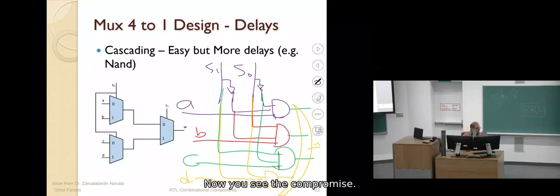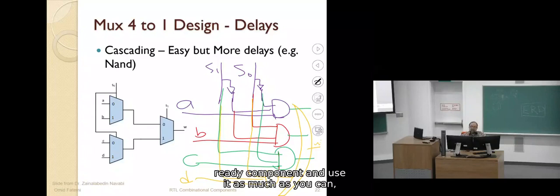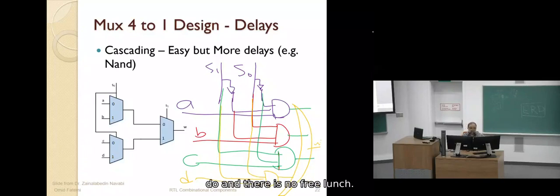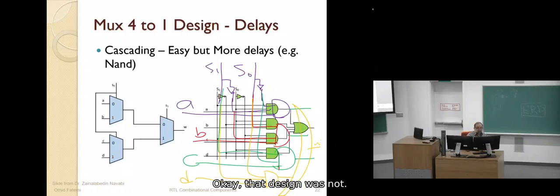Now you see the compromise. When you want to have a ready component and use it as much as you can, then you are putting in more delays. But if you don't want to use it, then you have to design it yourself. So this is some kind of compromise that you have to do. And there is no free lunch. When you want to have a better circuit, you have to design it. Okay, so that design was not good.